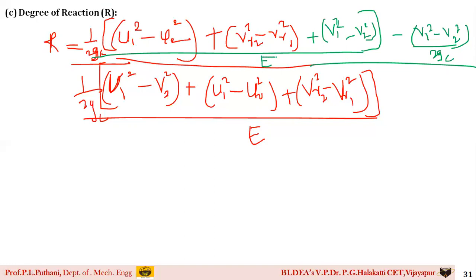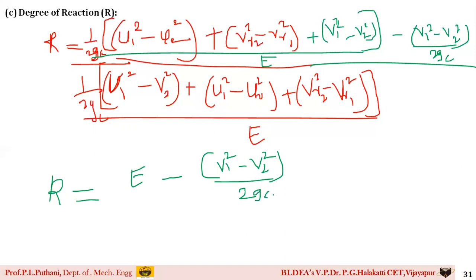E. So what it means, if I write the degree of reaction in terms of the energy equation, how can I write? R is equal to E minus of (V1 square minus V2 square divided by 2GC), whole divided by E.